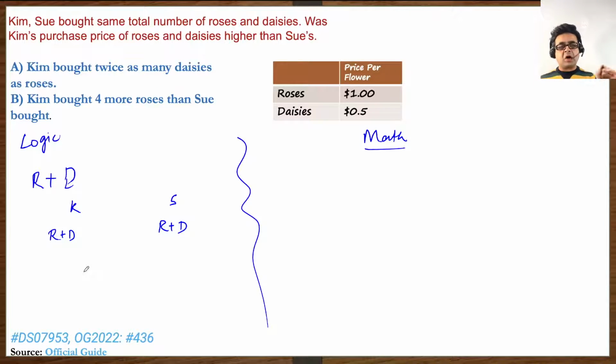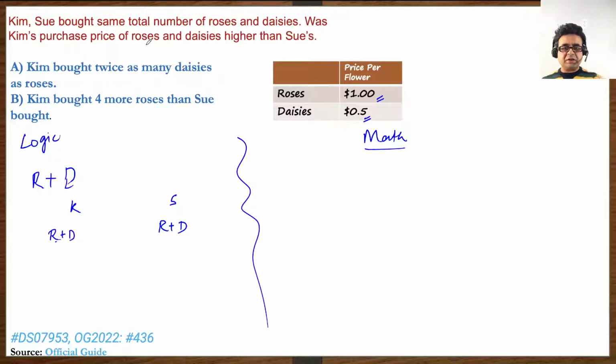Now let's assume at this point that they had the exact same number of flowers, and not just that, they had the exact same number of roses and the exact same number of daisies. So this R and this R are the same, and this D and this D are the same. That is our starting point for this reasoning. The other information given is that roses are $1 and daisies are $0.5, and we are going to start using this information in a little bit.